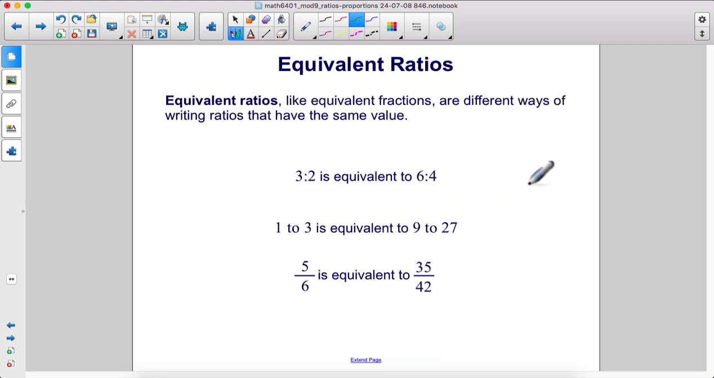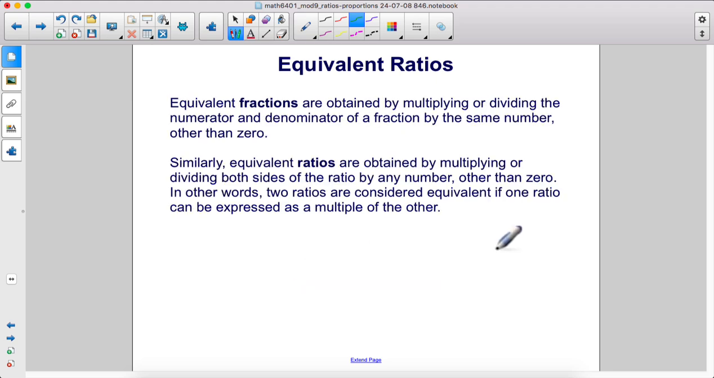Equivalent ratios, like equivalent fractions, are different ways of writing ratios that have the same value. 3 to 2 is equivalent to 6 to 4. The ratio of 1 to 3 is equivalent to the ratio of 9 to 27. 5/6 is equivalent to 35/42.